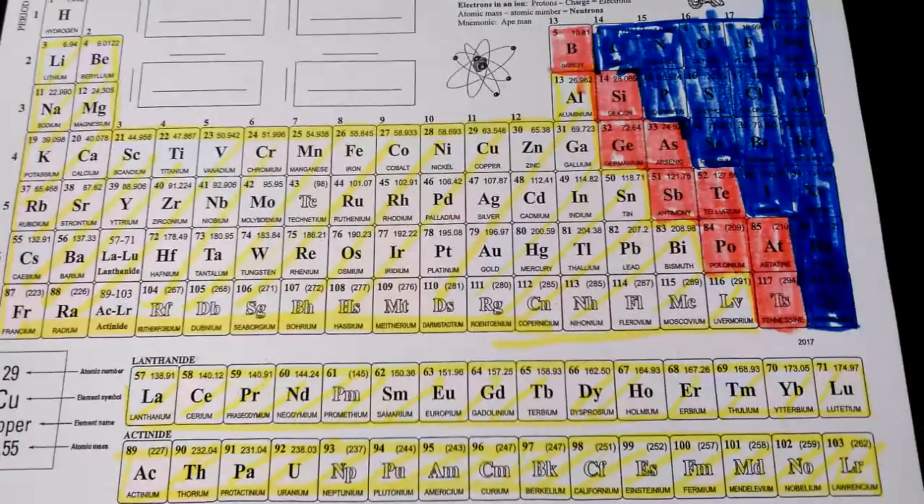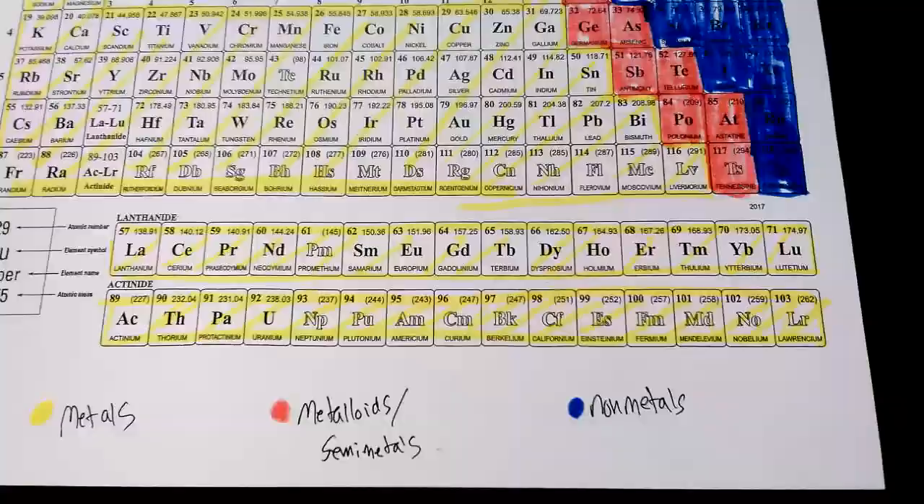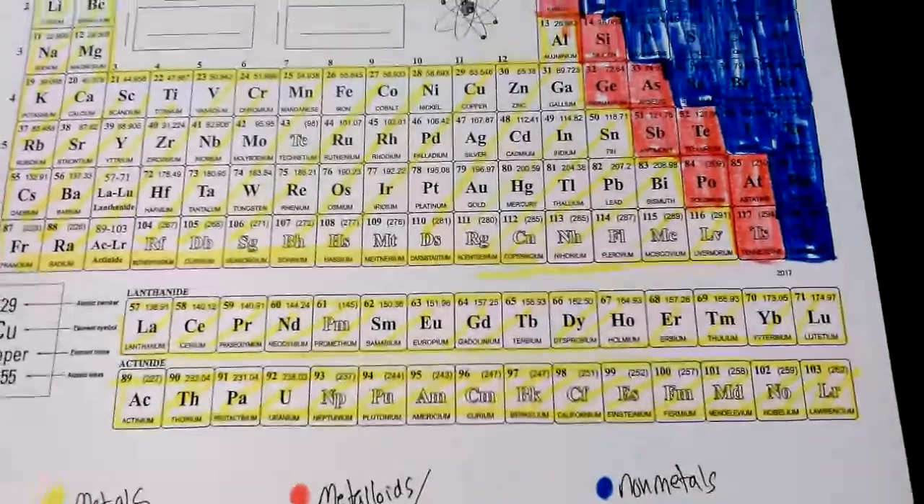And like I said, when you get a chance, you should probably put a key on the bottom. I put my key on the bottom. Looks like that. Metals, metalloids, nonmetals. So that way you have it. This periodic table is going to be very useful to you on your next exam.